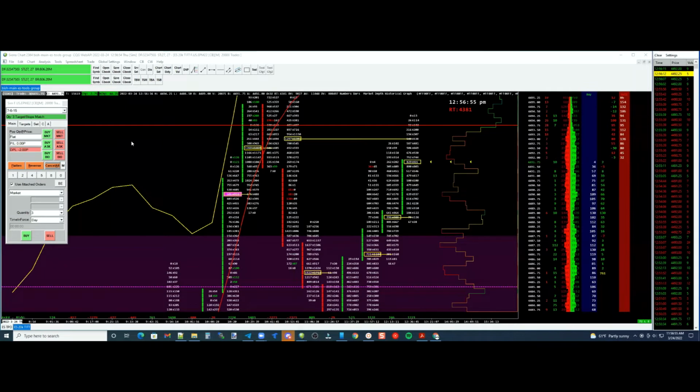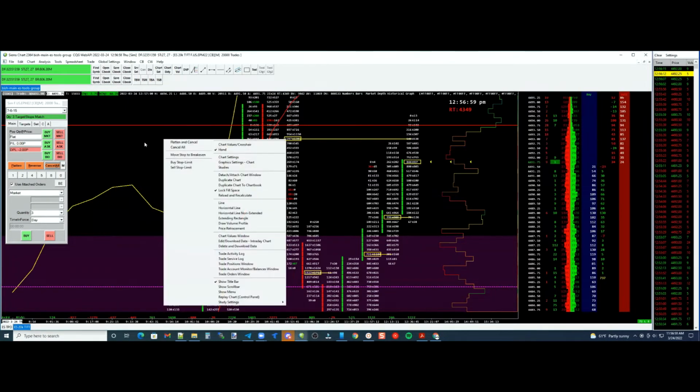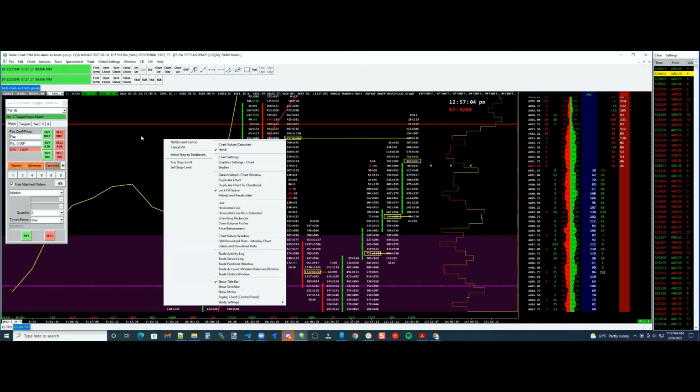Oh, and you can also right click. Well, yeah, that's true. I'm sorry. The chart. I didn't talk about the chart. I mentioned it, but I didn't talk about it. So you can also configure this menu right here with the things that you like to place trades.